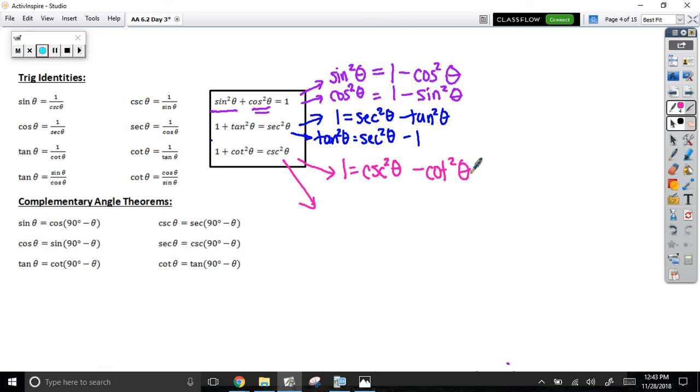I'm sure you do. And then what would the other one be? If I want to leave the cotangent squared, I would have to do what with the 1? Subtract it. So we'll get cotangent squared theta equals cosecant squared theta minus 1. Again, theta stands for any angle. Could be 70 degrees, could be 5 or 6.